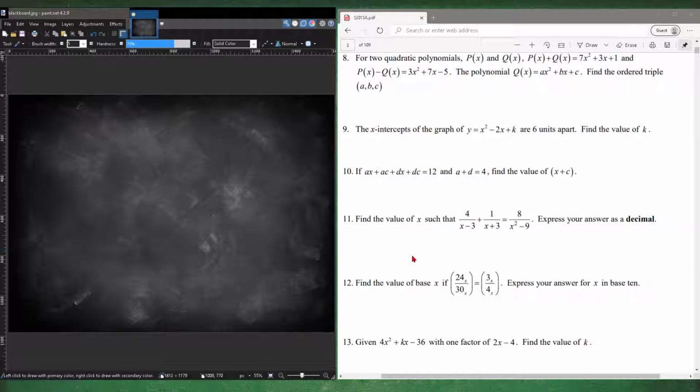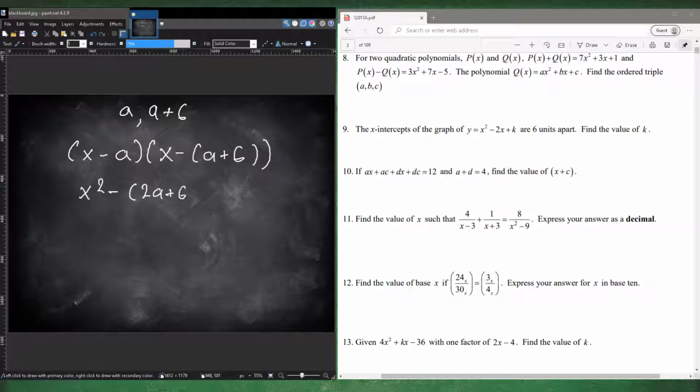Number 9. The intercepts of the graph of y equals x squared minus 2x plus k are 6 units apart. Find k. Okay, so if we have an x-intercept at a, the other one will be a plus 6 because it's 6 units apart. So in that form, we could write it as x minus a in intercept form. So we have x minus a and x minus (a plus 6), right? So we have these two. And now we could distribute it out.